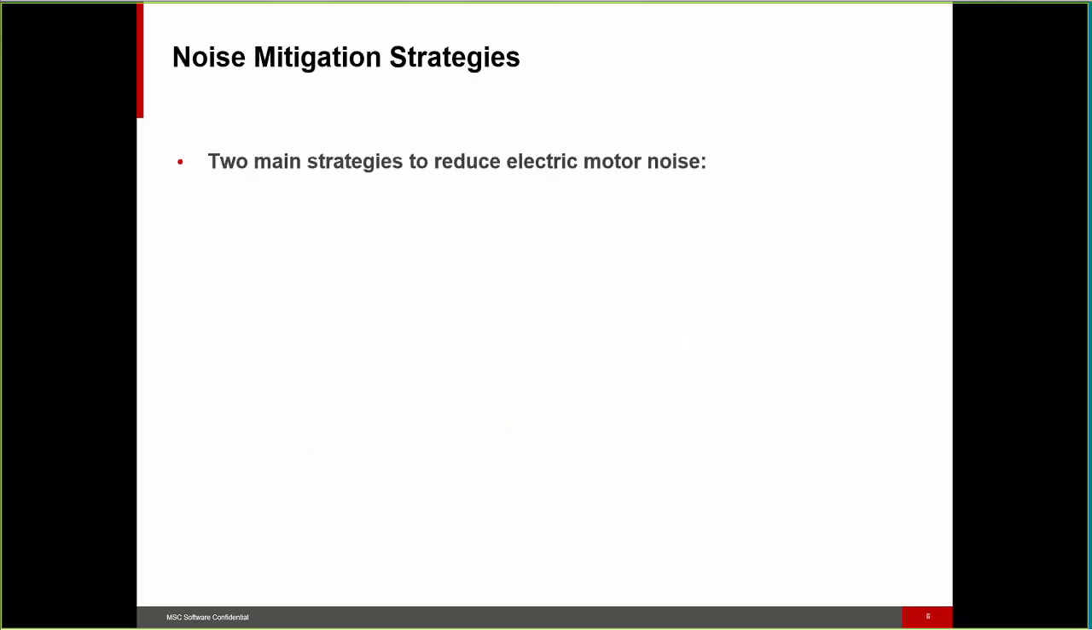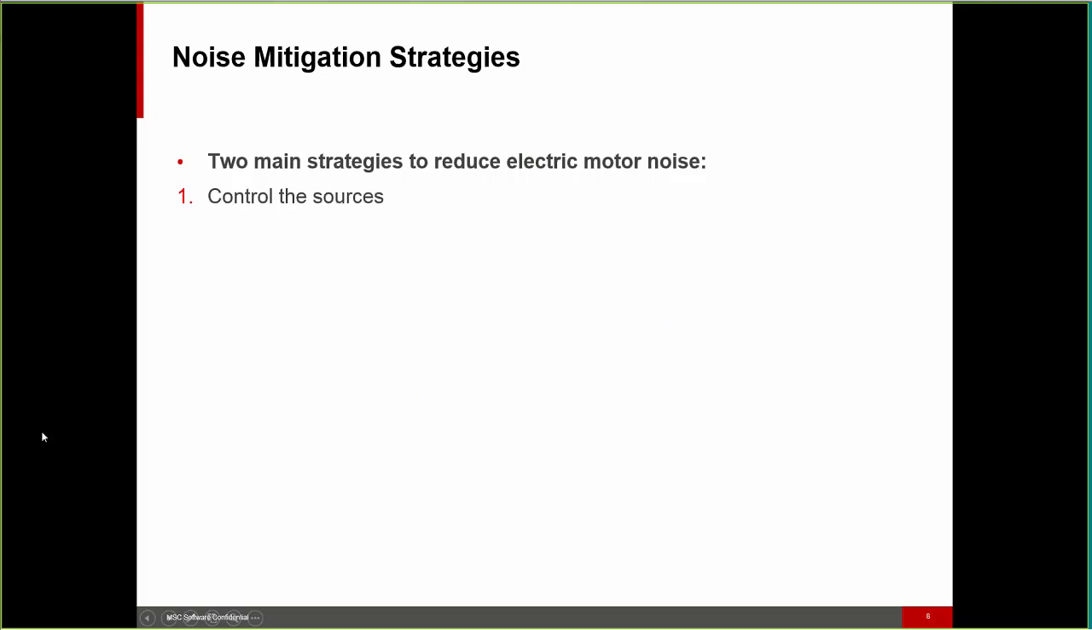How can we mitigate the noise problem? Well, in general, there are two main strategies to reduce noise. We can either reduce the noise at the source or reduce the noise by changing the transmission path. Let's look at the first strategy, which is to reduce the noise by controlling the source.